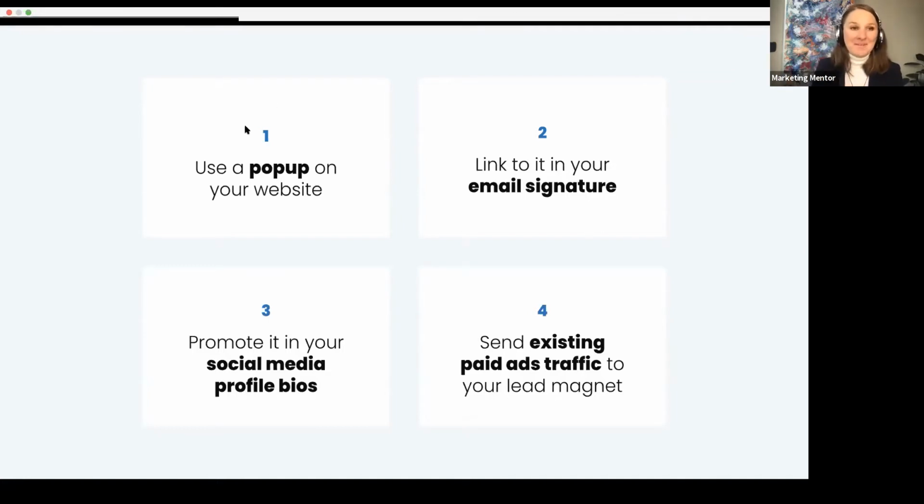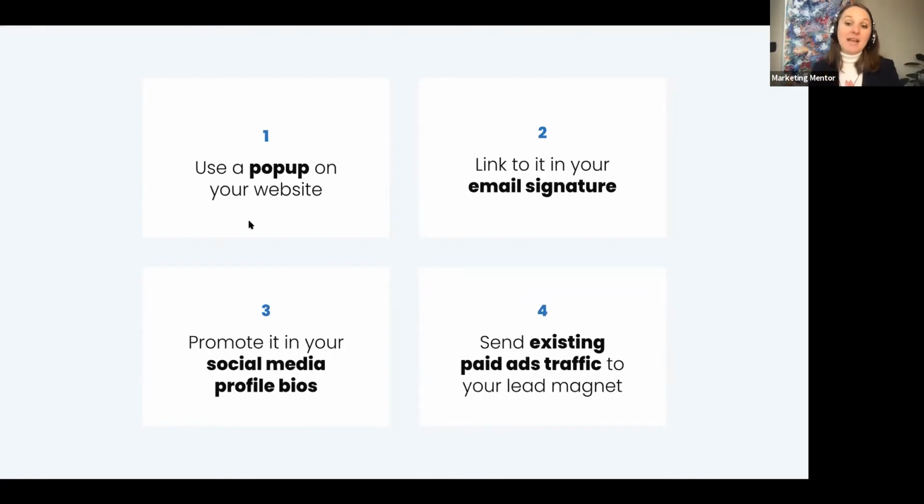And then number 4 is send existing paid ads traffic to your lead magnet. Oftentimes one of the challenges with paid ads is that we're focusing only on people at the bottom of that funnel in the product aware and solution aware stage. Especially in Google search, unless someone's searching for "I need a personal injury attorney now," they may not be ready yet to book a consultation with you. So sending them to your lead magnet can be a great way to collect a lead that you can eventually turn into a consultation. So these are 4 great places to feature your lead magnet.